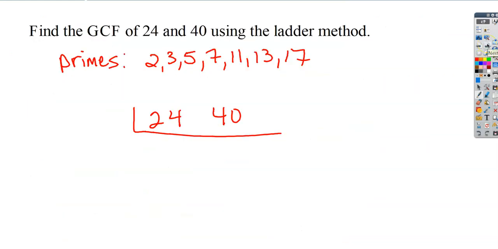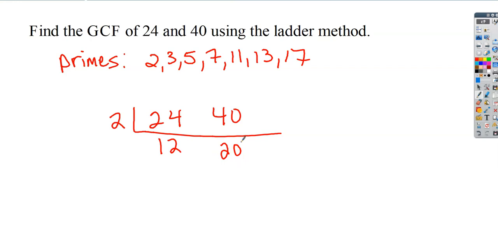So here's an example of we're trying to find the greatest common factor of two numbers, 24 and 40, using the ladder method. So what I've already done is I have my ladder set up, and I have my prime numbers written out. The first 6 or 7 prime numbers usually is what I need to use. So I notice they're both even numbers. I'm going to divide by 2. And so when I divide 24 by 2, I get 12. And when I divide 40 by 2, I get 20.